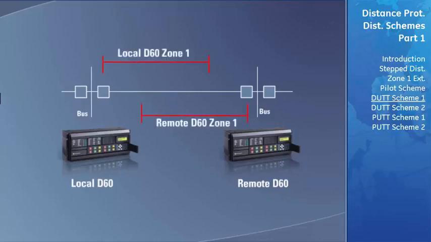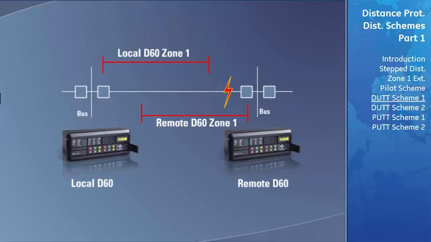As we saw in the stepped distance scheme, when using the DUTT scheme, faults that occur in the middle of the transmission line, or both zones 1 of the local and remote relays, will still trip as normal, and clear instantly at both ends of the line. Faults that occur in the local D60's end zone of the transmission line will be cleared at the remote end of the line instantly by the Zone 1 element of the remote relay.